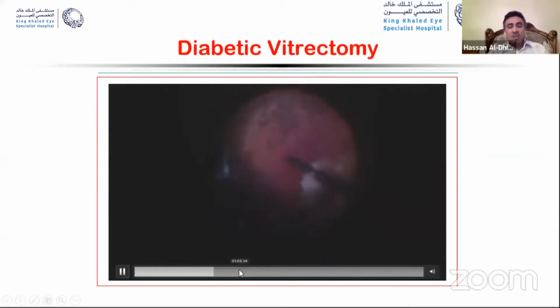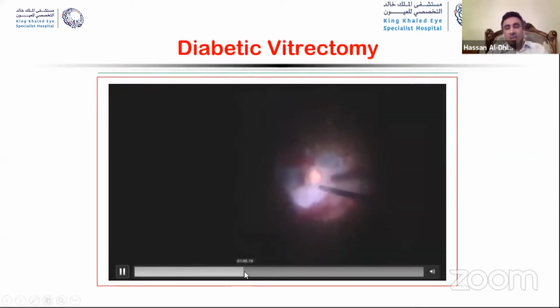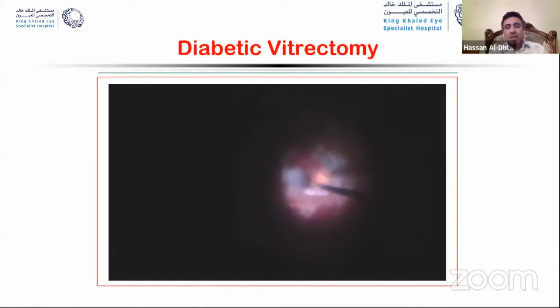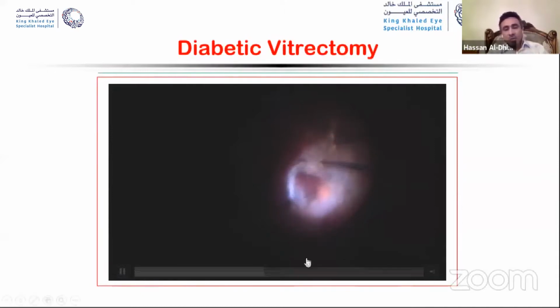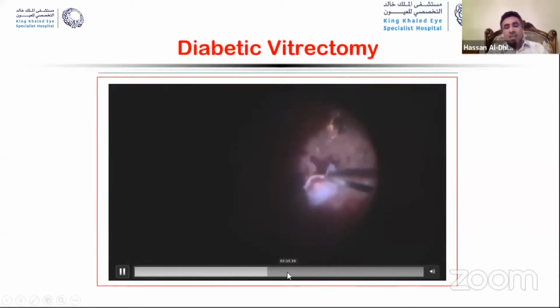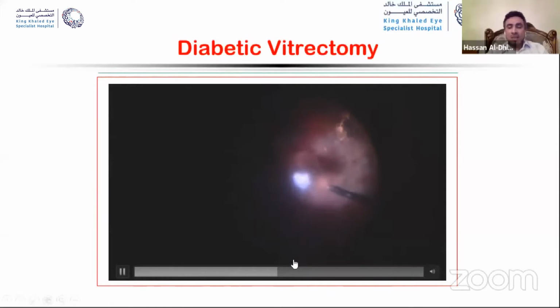For this patient, it was an easy surgery, and just by using the probes with high vacuum and cutting, we were able to slough all the fibrovascular membrane after injecting anti-VEGF. If you look temporally to this macula, you find that the macula is starting to be elevated. So if you leave it for a long time, it might lose the pupil of such patients.